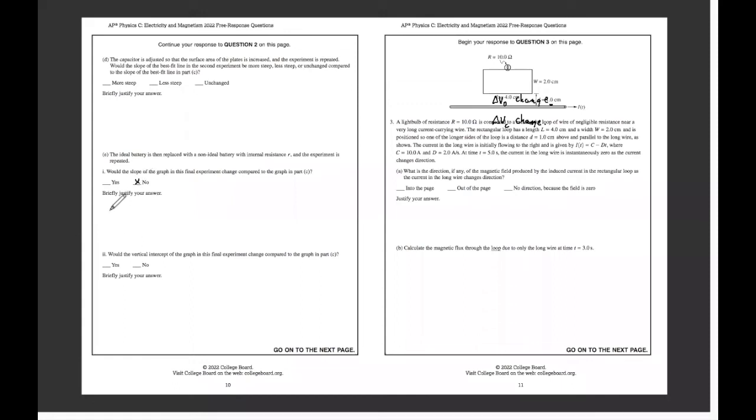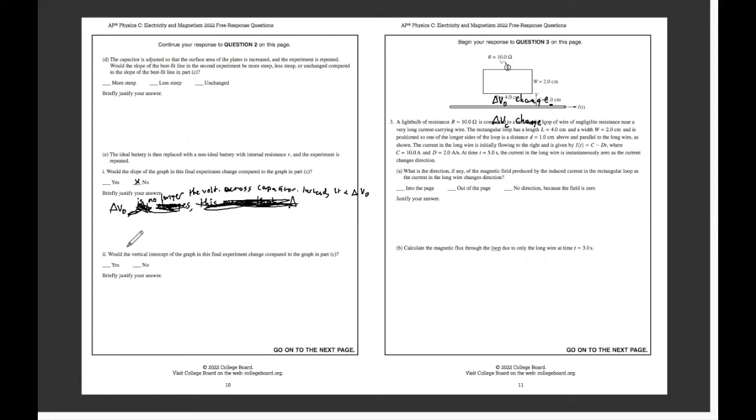And again, the reason why is that delta V naught changes. This means that delta V naught is no longer, let me be a little bit more clear with that, delta V naught is no longer the voltage supply across the capacitor. Instead, it is less than V naught.